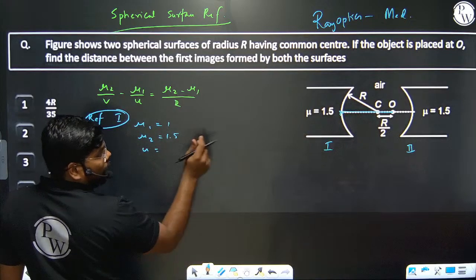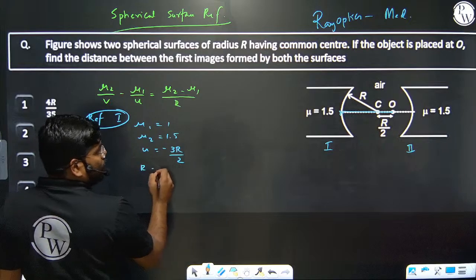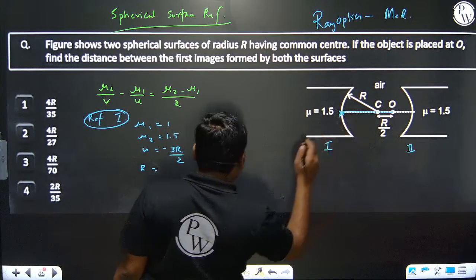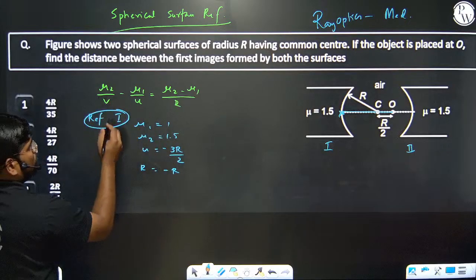So this is R plus R by 2, 3R by 2, so minus 3R by 2, take care of directions. And R, again this is the pole, this is the center, we are going opposite, so R should be substituted as minus R, that's it. Now, substitute for the V1.